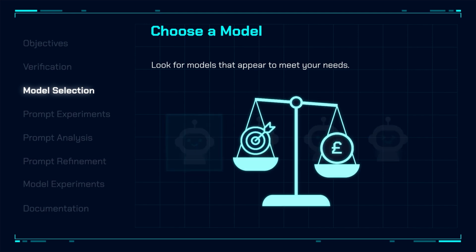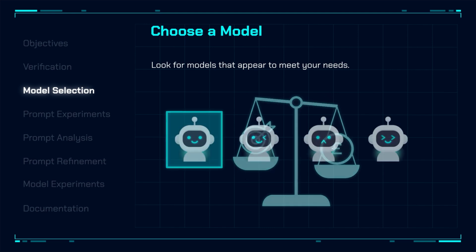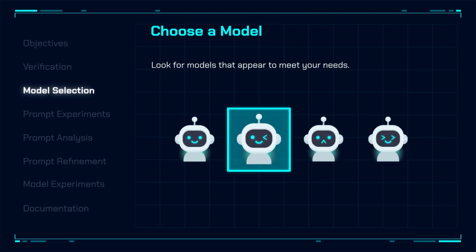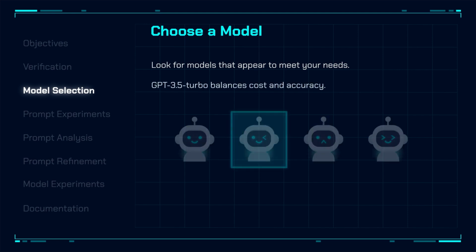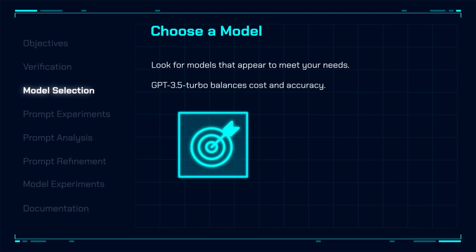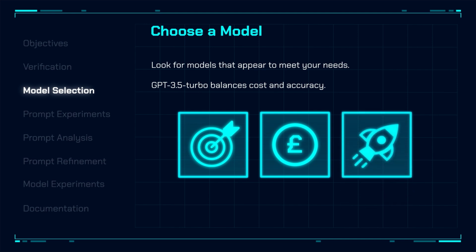I tend to start with a model that strikes a balance between accuracy and cost. For example, the GPT 3.5 Turbo model from OpenAI is a good starting point. It's a general-purpose language model that's fairly accurate and relatively inexpensive. The overarching goal is to find the model and prompt that most consistently produce the desired outcome.